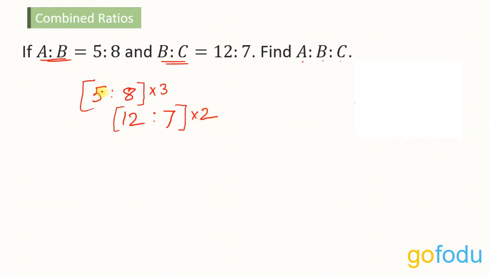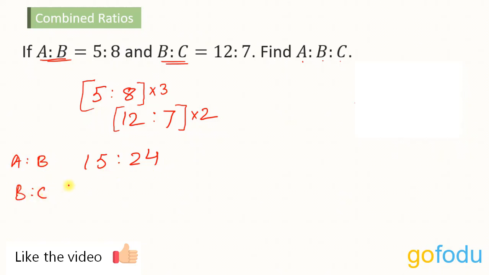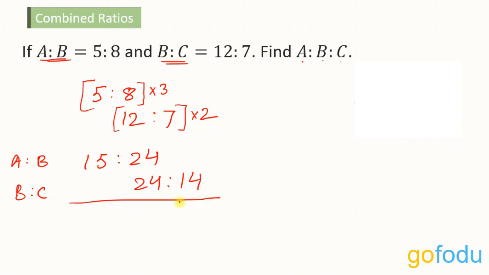So this first ratio now becomes 5 3s are 15 is to 24. A is to B is 15 is to 24. And B is to C becomes 24 is to 7 2s are 14. Now I can combine these ratios. I can club them together and write A is to B is to C as 15 is to 24 is to 14. This is the way how this should be done.